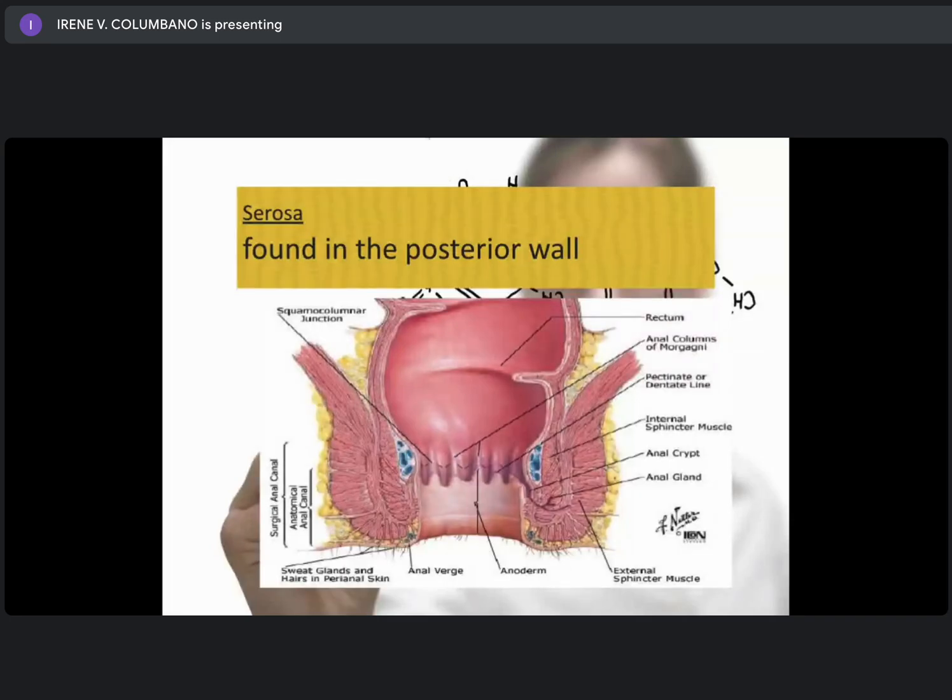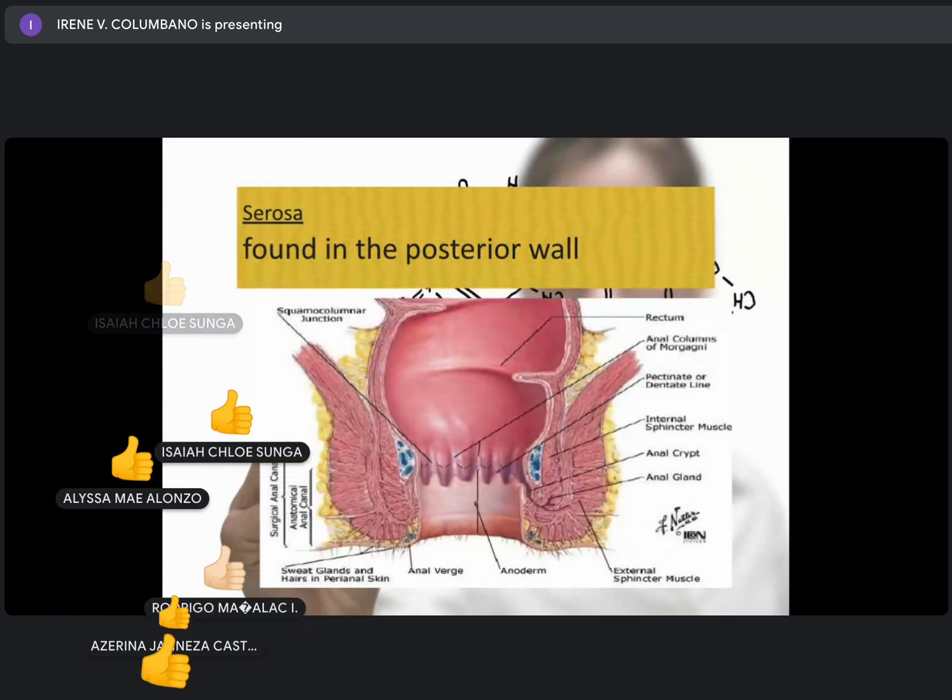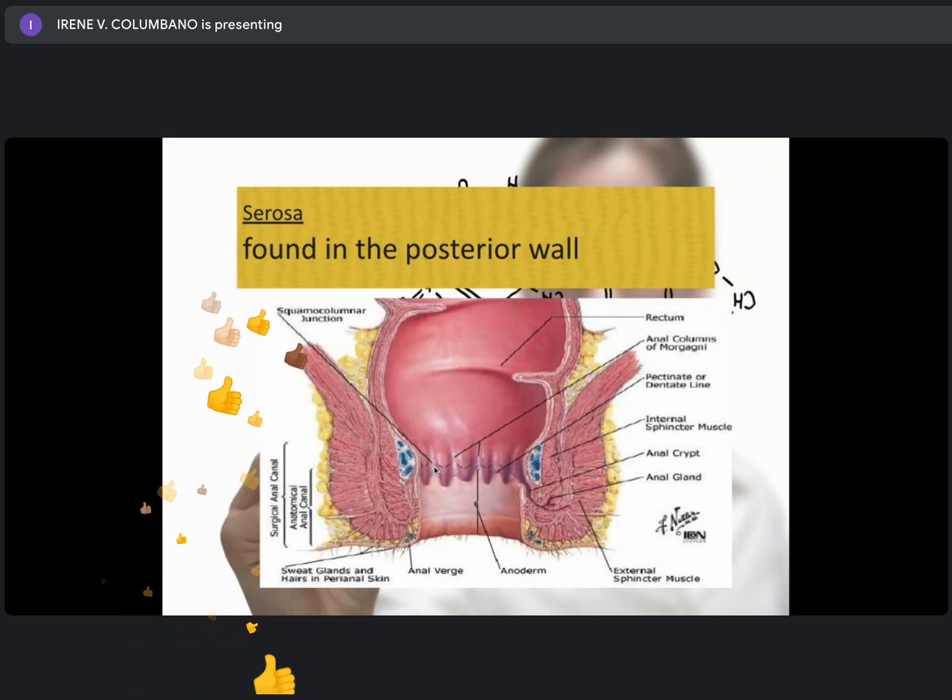So, ito po yung ating rectum. Makikita niyo yung cursor ko, di po ba? Kayo hindi ko nakikita kasi nakikita niyo yung cursor? Yeah, thank you. So, ito yung cursor. Itong line na to, this is called pectinate or dentate line. So, narinig niyo na ba?